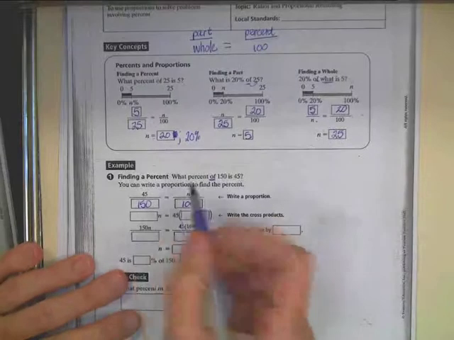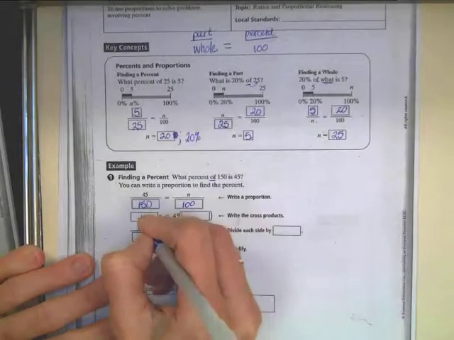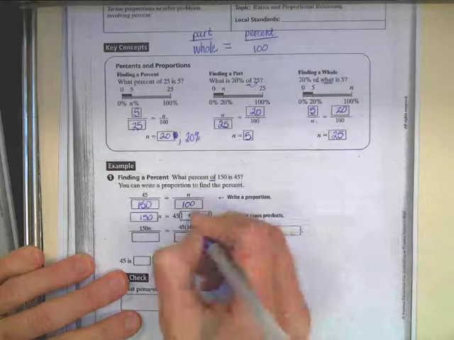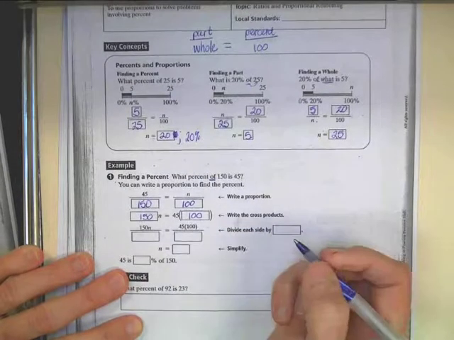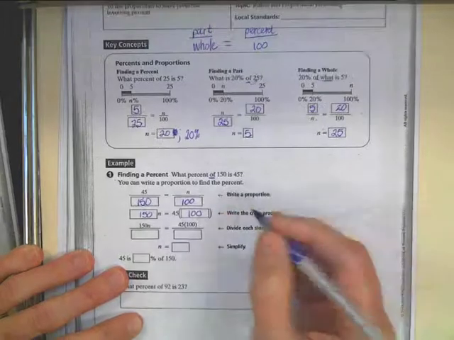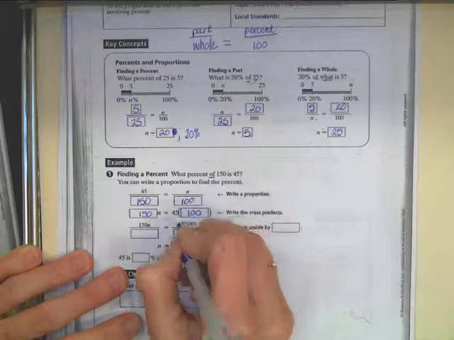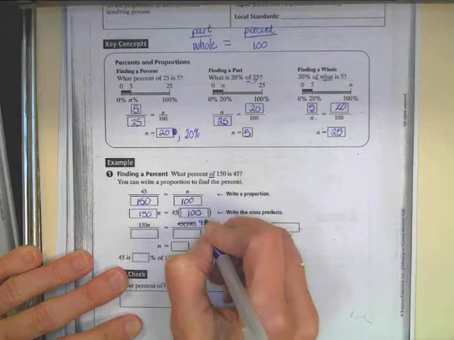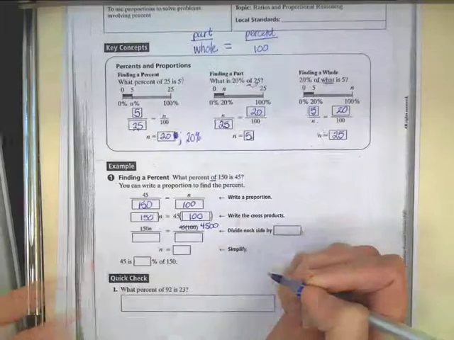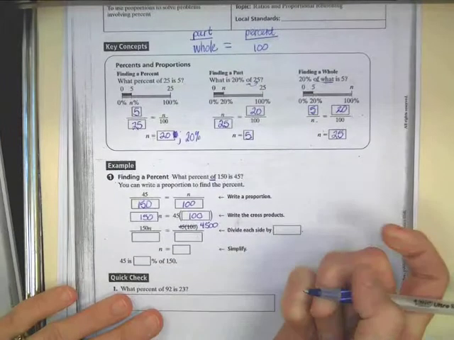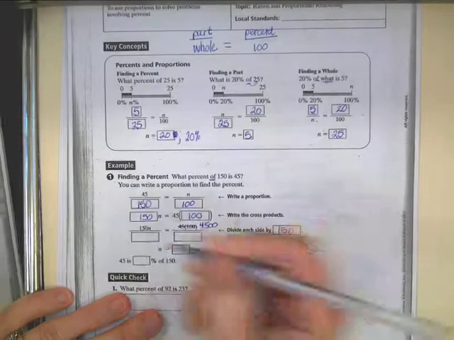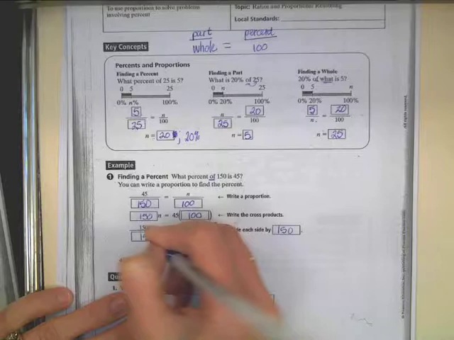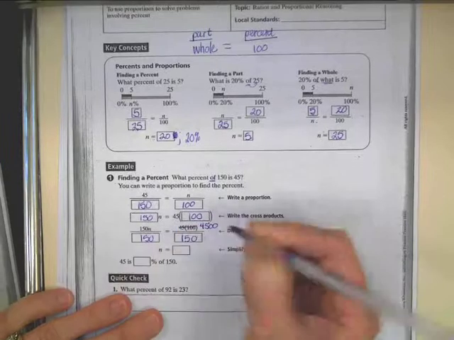Find your cross product, so that's going to be 150 times n and 45 times 100. So 150n equals 4,500. If you actually want to line through that and write 4500, that makes a little more sense to me. Then, after that, we're going to divide each side by 150 to solve for n.